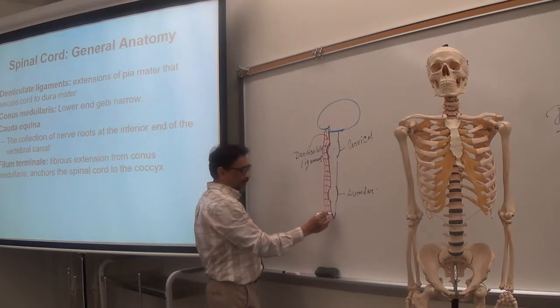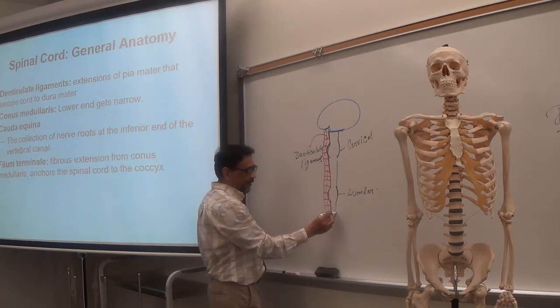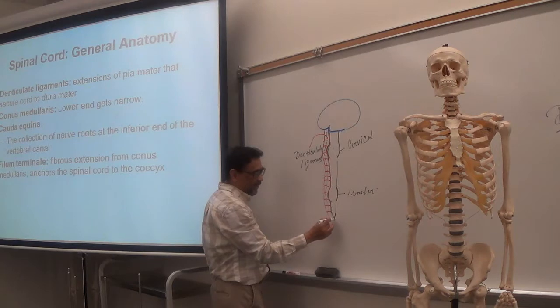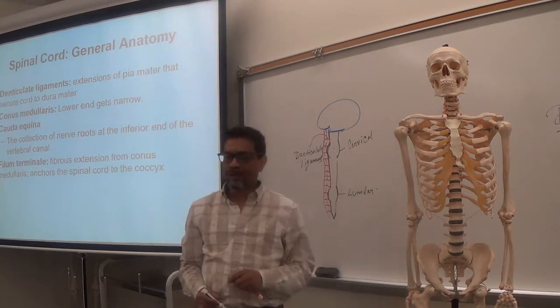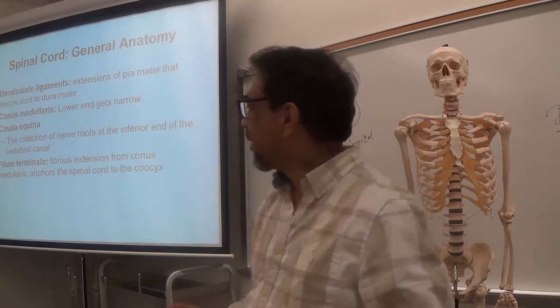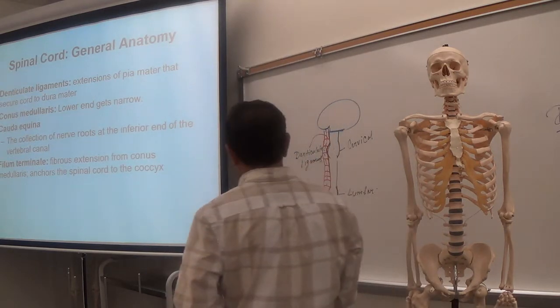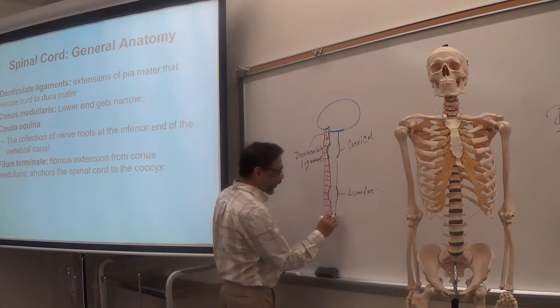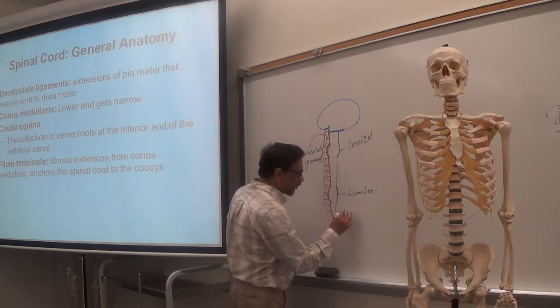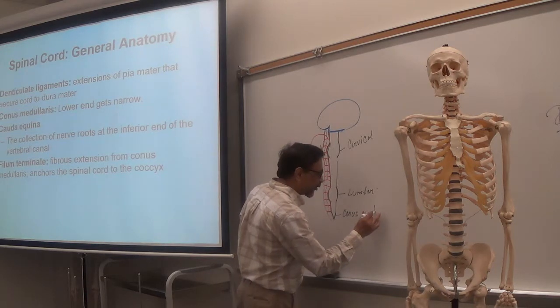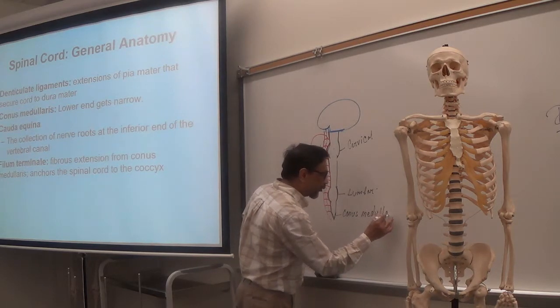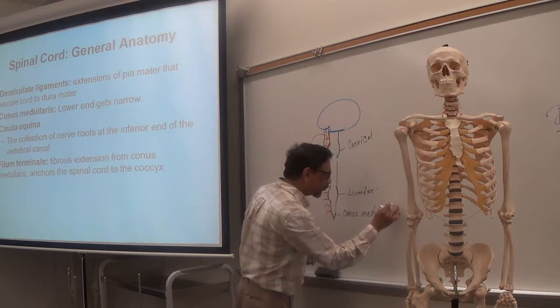The lower end of the spinal cord is cone shaped, and this part is called conus medullaris. Cone shaped part is conus medullaris. So this is conus medullaris. Okay.